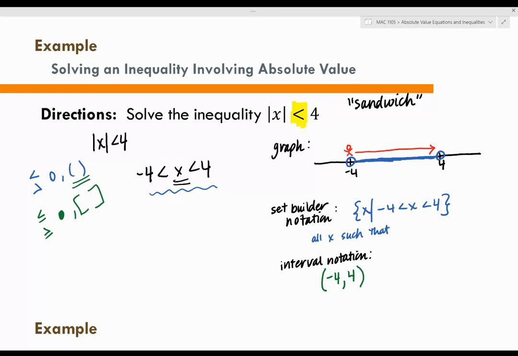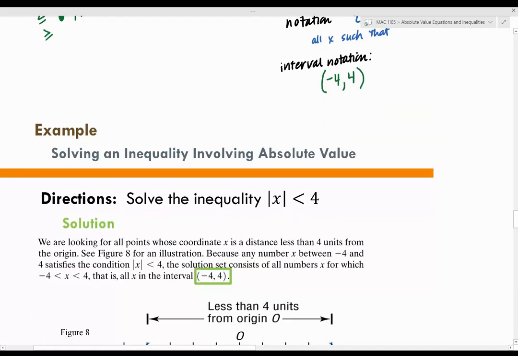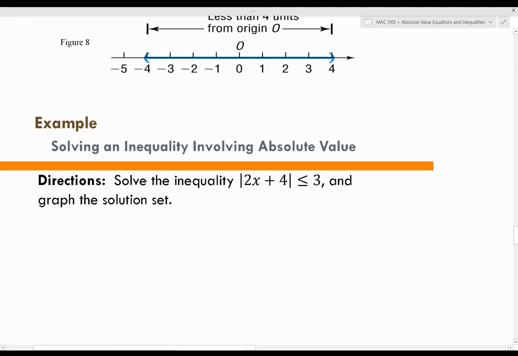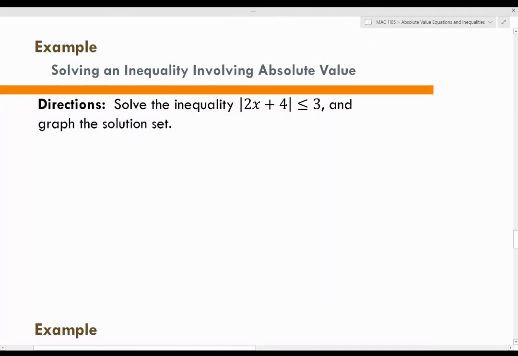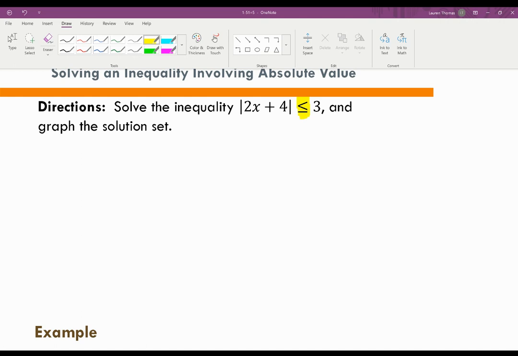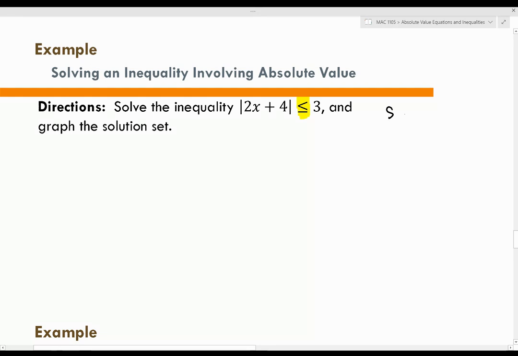All right, so let's try one more of these. So let's check. We are correct. Go us. All right, let's try this one. Okay, so they tell us to solve the inequality absolute value of 2x plus 4 is less than or equal to 3. So once again, we always want to look at our inequality symbol first. And in this case, we have a less than or equal to, okay, which lets me know that the fix for this problem is going to be the sandwich.